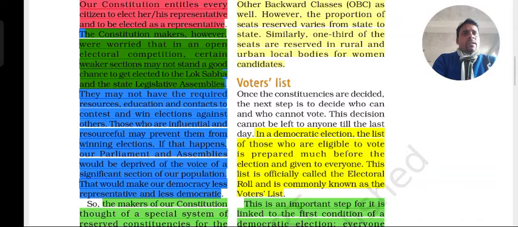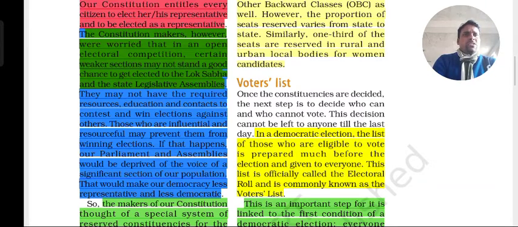Once the constituencies are decided, the next step is to decide who can and who cannot vote. Once it has been decided which areas will be the constituencies for the election, the next decision is who are the people who have to vote and who may not. This decision cannot be left to anyone till the last day. They cannot wait till the last day, so in the beginning itself, at the start of the election, this process has to be done. So let us see who can become a voter.